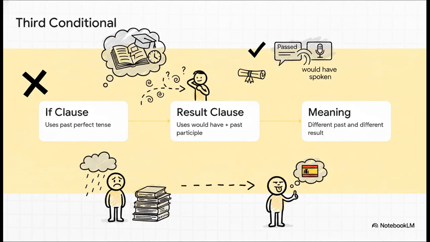This specific structure is your absolute go-to for expressing regrets or missed opportunities. We form it using if plus the past perfect, so that's had plus a past participle. And then the result uses would have or could have plus another past participle. For example, if I had studied, I would have passed. Translation, I didn't study and I didn't pass. Or here's another fun one. If you had been born in Spain, you would have spoken Spanish with a lisp.